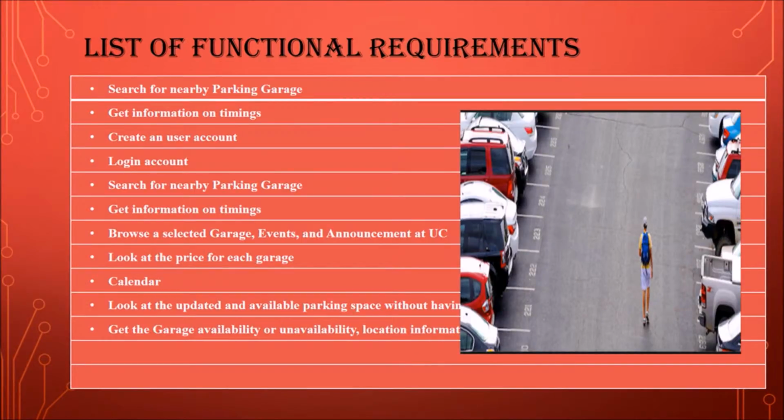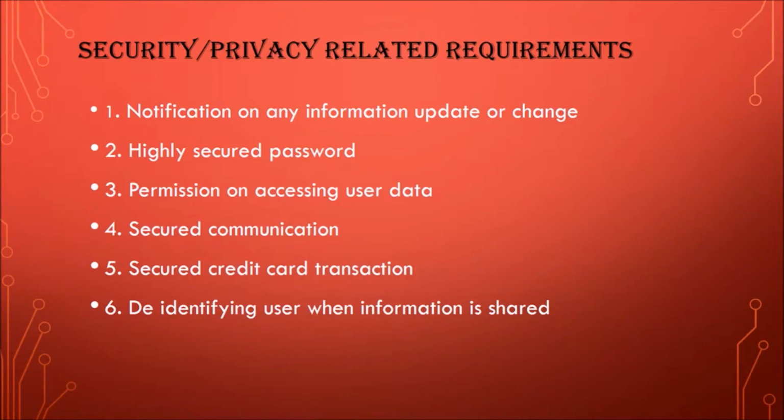Let us look at the security and privacy related requirements we came up with after the user responses. Users wanted highly secured password. Users wanted app to give notifications on any information update or change. They also wanted app to ask permission when accessing their data. They wanted the app to provide secured communication. As the app would also allow them to pay online for parking, they wanted their credit card transaction to be secured.